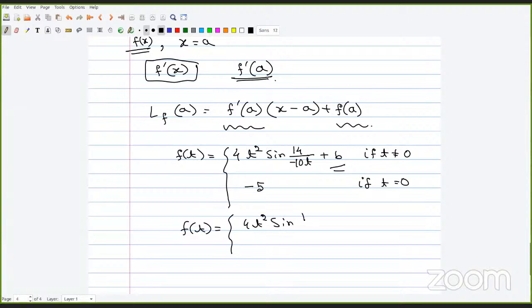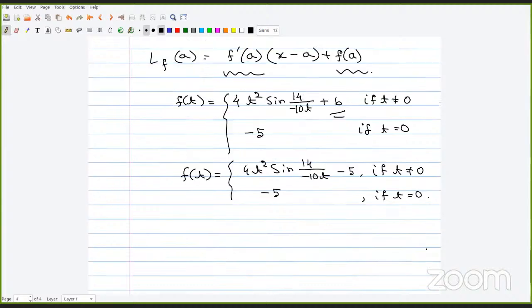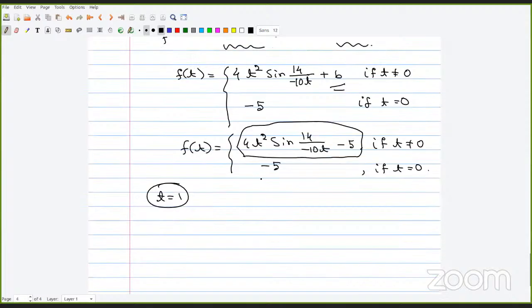So I got the function completely. This is my function; sorry, this is minus 5 if t is not equal to 0. Now at what point do I have to calculate the linear approximation? T equal to 1. So t equal to 1 means the function is the first one, right? This one, yes.